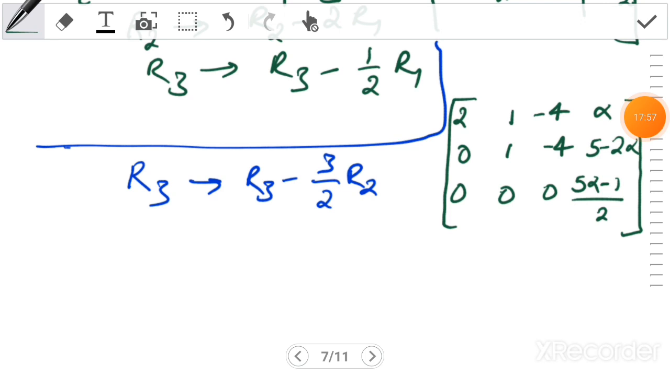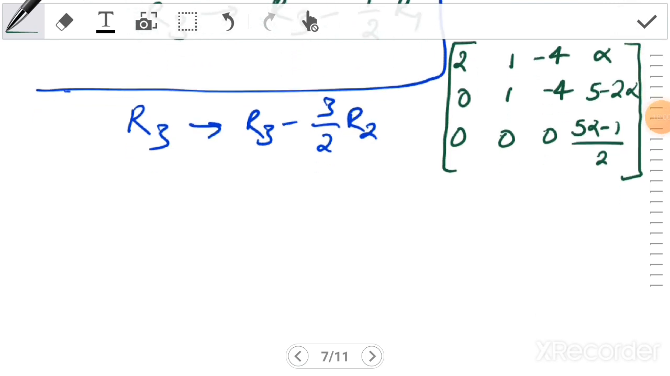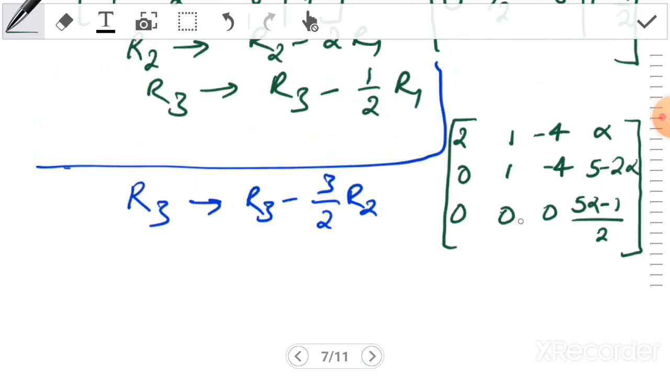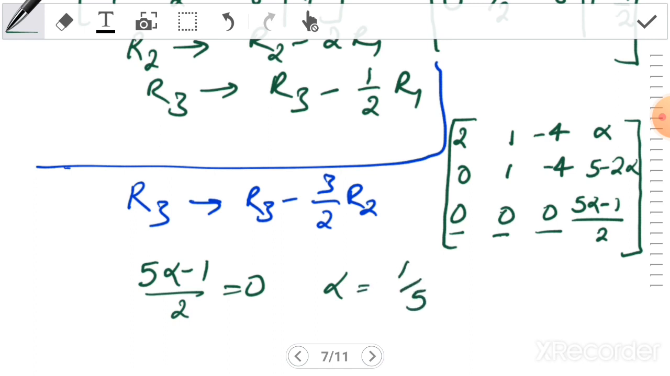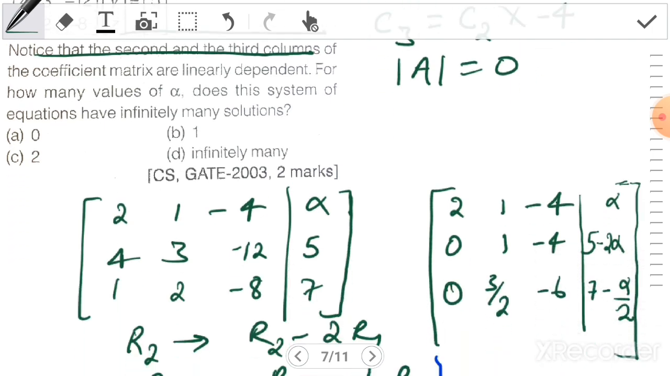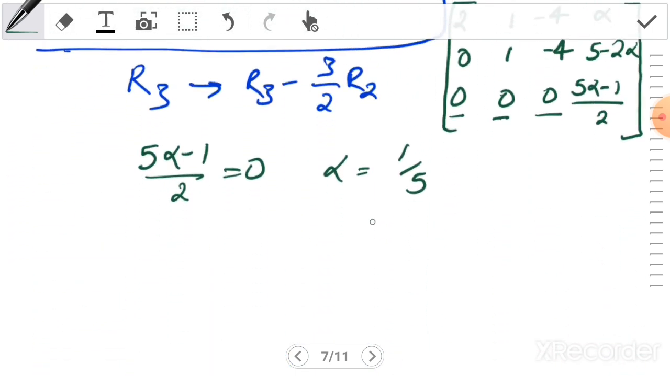Now, for infinite solution, it is necessary that at least one row must be completely 0. So these three entries are already 0. Let's make this 0. So 5 alpha minus 1 by 2 is 0. Alpha is equal to 1 by 5. So we have alpha equal to 1 by 5, for which this matrix has infinite many solutions. So we have got only one value of alpha for which infinite solution exists.